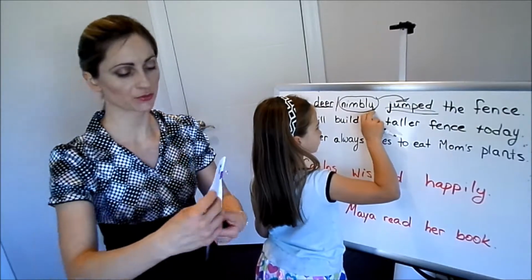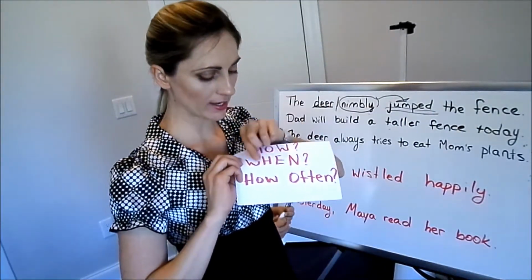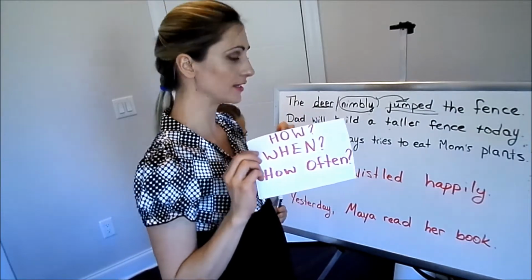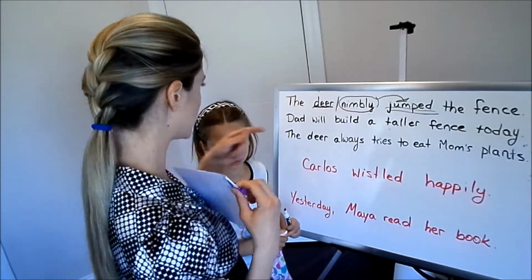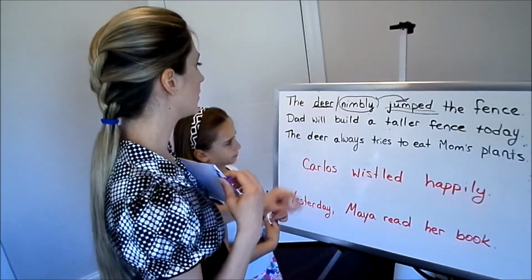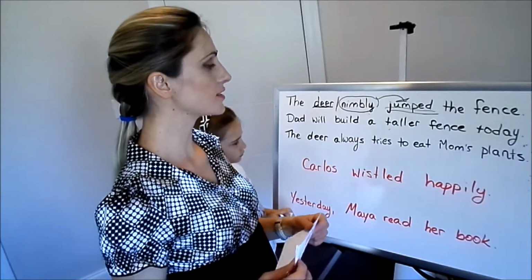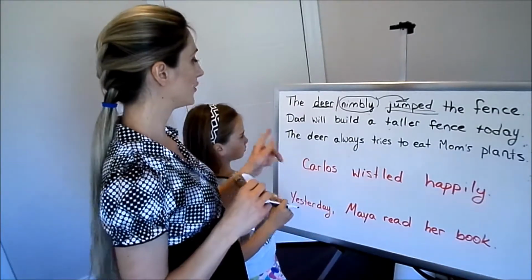Let's review the 3 questions we've learned so far. Jumped how, jumped when, or jumped how often? Which one of these questions does nimbly describe or answer? How. Jumped how, jumped nimbly. Next one. Dad will build a taller fence today. Underline nouns.